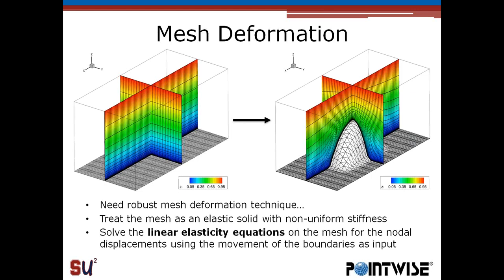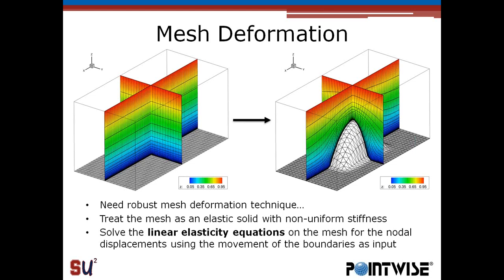So we've talked about the geometry parameterization. We also need a way to deform our volume mesh inside the design loop once we've picked a new surface shape. So we really want a robust mesh deformation technique. And what I mean by that is once we change the shape of the surface, we want to be able to deform the mesh robustly so that we don't have any negative volumes. We can't allow the optimization process to fail.